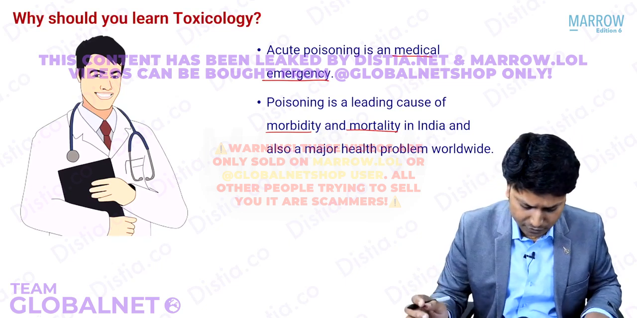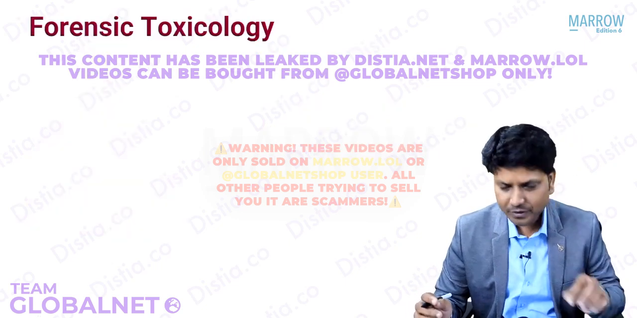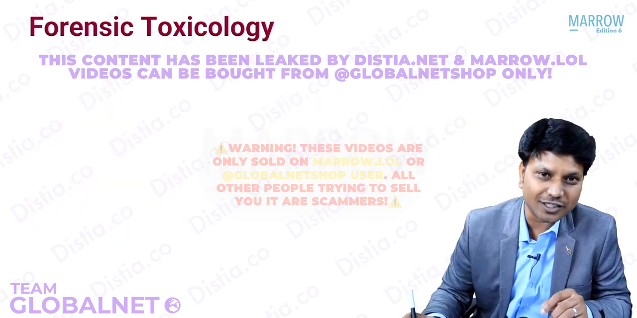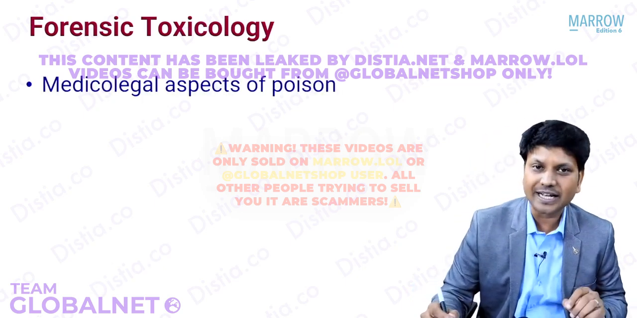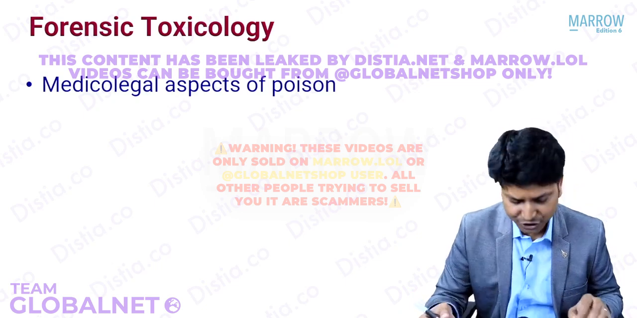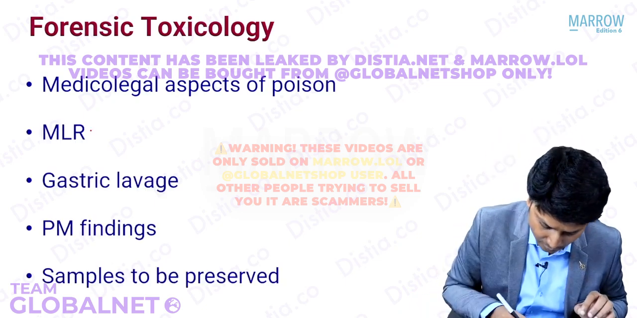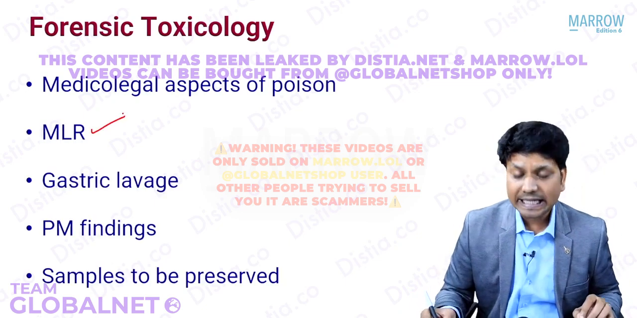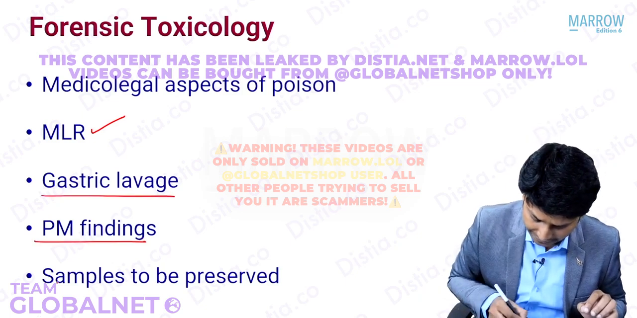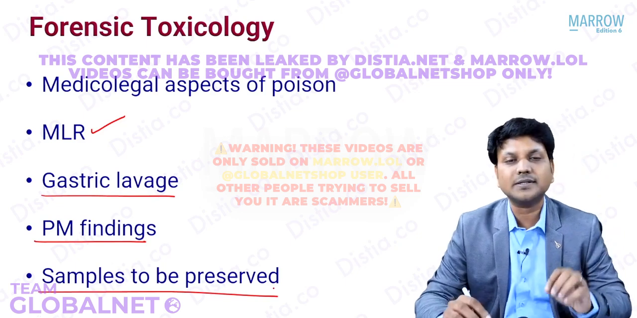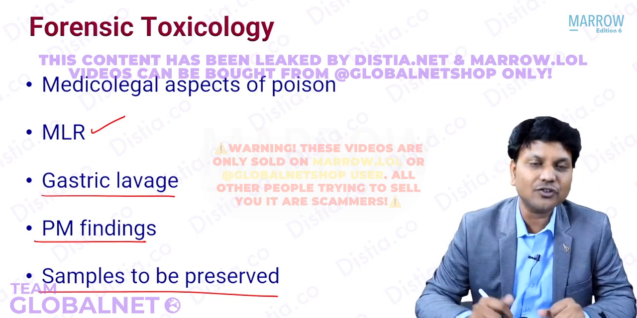Now let's see the basic terms. The first term is forensic toxicology. What is forensic toxicology? This is basically the medico-legal aspects of poison, which means it is about the medico-legal reporting in a poisoning case. It is about the gastric lavage procedure, post-mortem findings, and what samples are to be preserved while you do dissection in a case of poisoning.